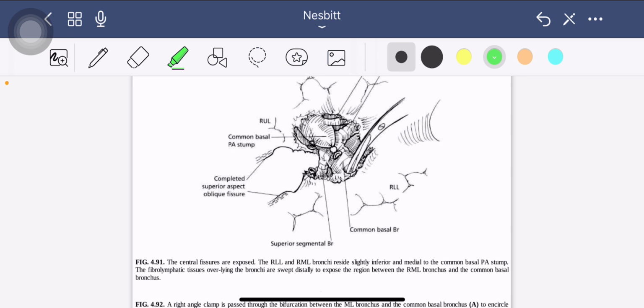And the central fissure is exposed. The right lower lobe and middle lobe bronchi reside slightly inferior and medial to the common basal pulmonary artery stump. So this was the common basal pulmonary artery stump, which is ligated, and the right lower lobe and right middle lobe bronchi reside slightly inferior and medial to the common basal pulmonary artery stump.